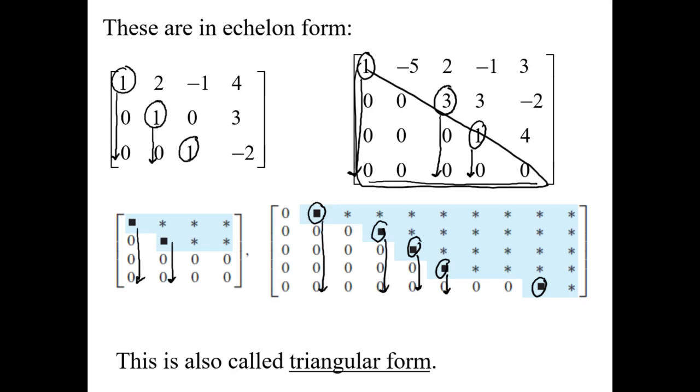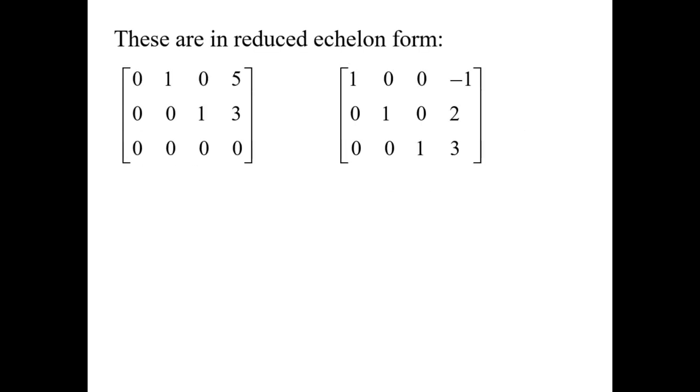Okay. Now, for reduced echelon form, we still talk about pivot positions, but now they have to be all ones. And now these pivot positions have to have zeros not only below, but also above. Here's my pivot positions, 1, 1, and 1. Again, in a reduced echelon form, they all have to be 1s, with zeros both below and above. So these are reduced echelon form.